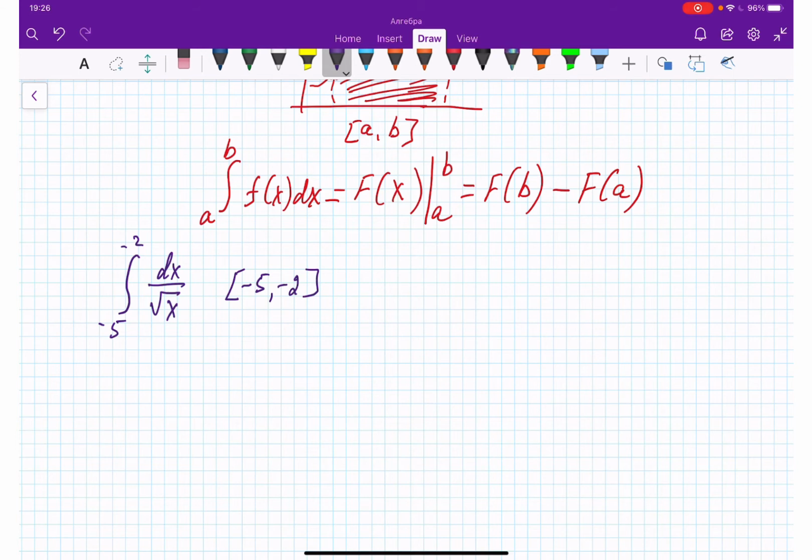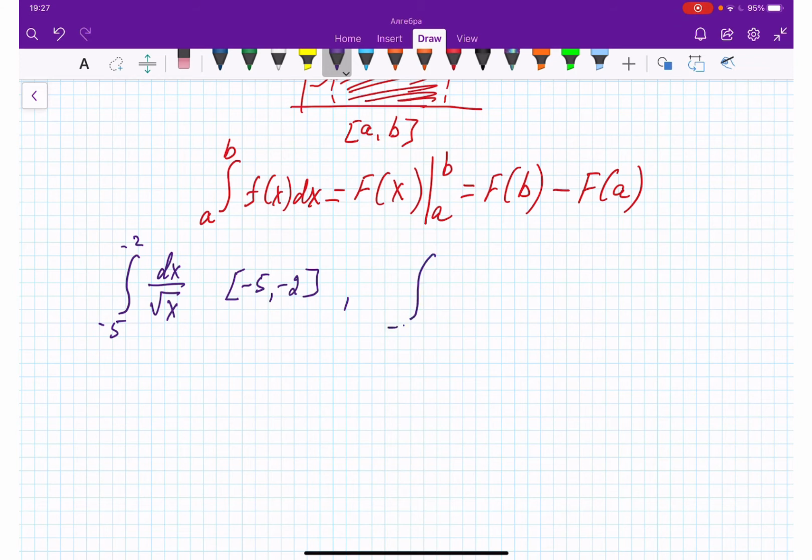Why? Take a guess. Because this integration segment is not part of the domain of the function, because we cannot have a negative value of x under the square root. I cannot plug -5 under the square root, I cannot plug -2 under the square root, for that very reason.